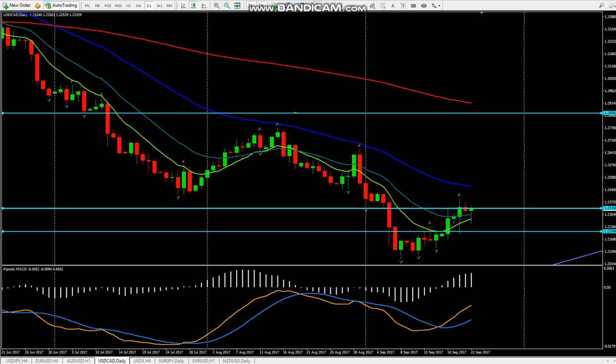So what are we going to do with this one? First, let's see if we're going to short it. We just don't want to short it anywhere. We need to short it at a particular place, and that is at the resistance level. So let's find out where they are.